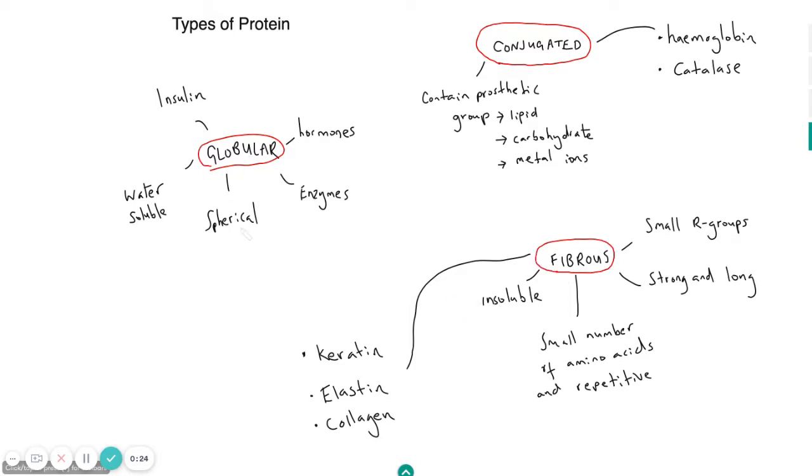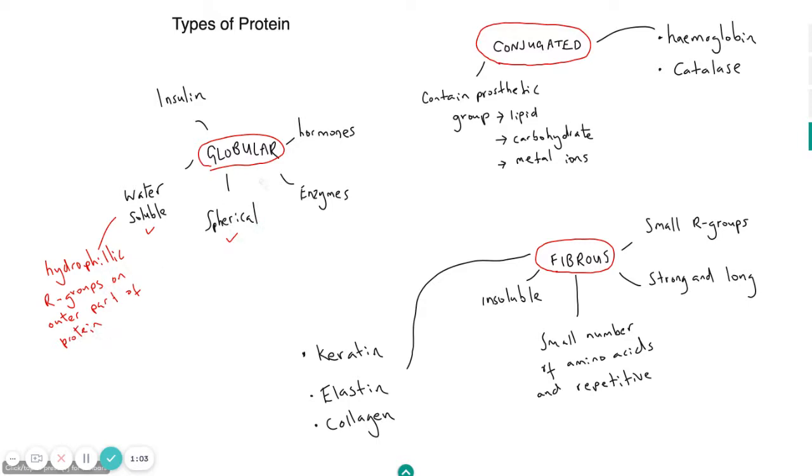They tend to be spherical and water soluble. The reason why they're water soluble is, if you remember, proteins are made from amino acids. The amino acids whose R groups are hydrophilic tend to be on the outside. So hydrophilic R groups on the outer part of the protein, so it's able to interact with the water.